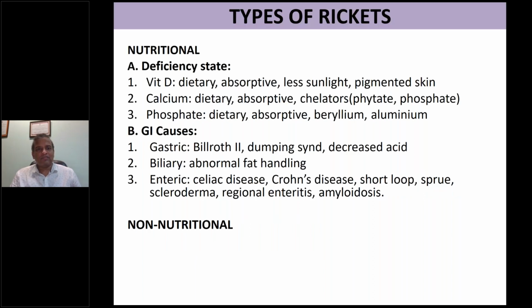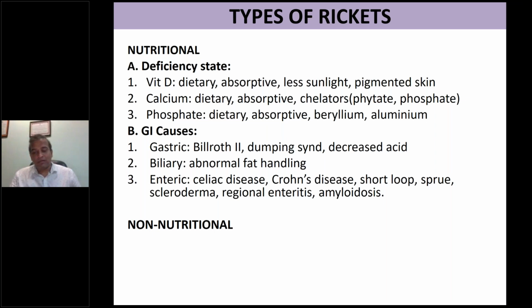If we go to the details of the etiology, it can be nutritional or non-nutritional. For the nutritional group, it can be a deficiency state. There is less intake because of lack of vitamin D. It can be dietary. It can be malabsorptive because GI absorption is poor. It can be less sunlight, or some skin disorder like some pemphigus-like disorder, so the skin is thick and doesn't allow the sunlight to penetrate to form vitamin D.